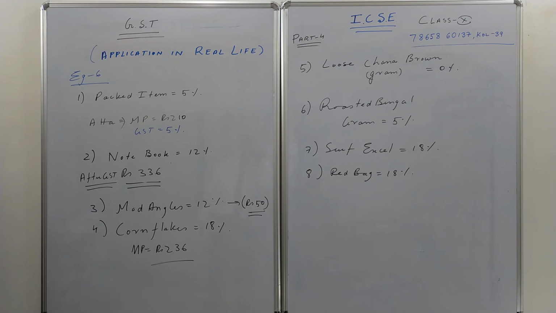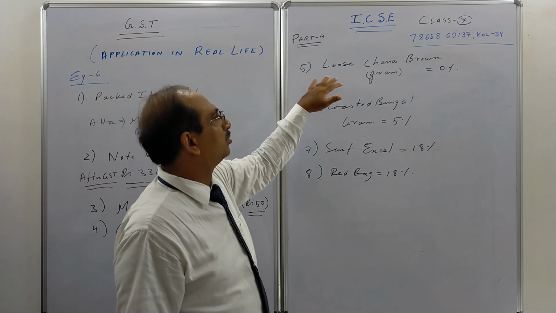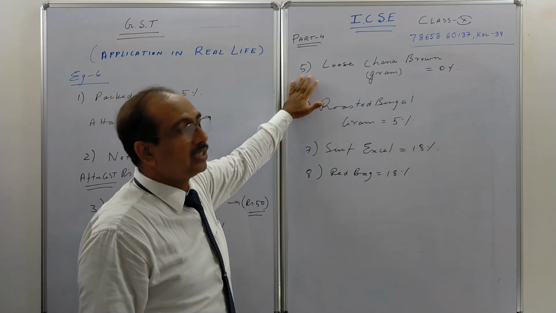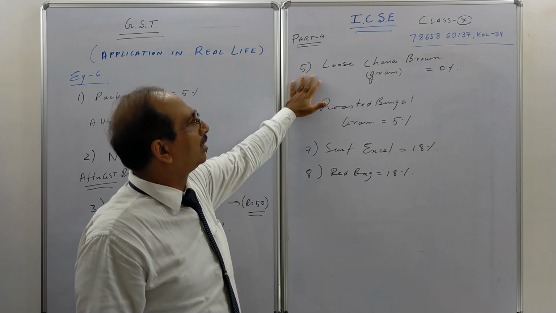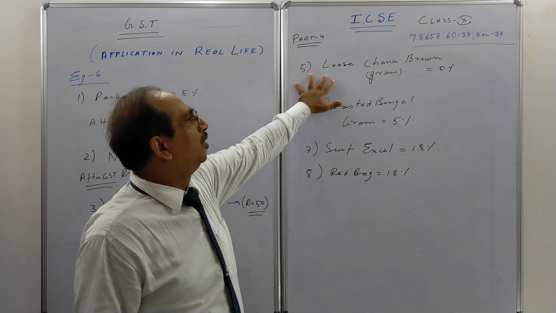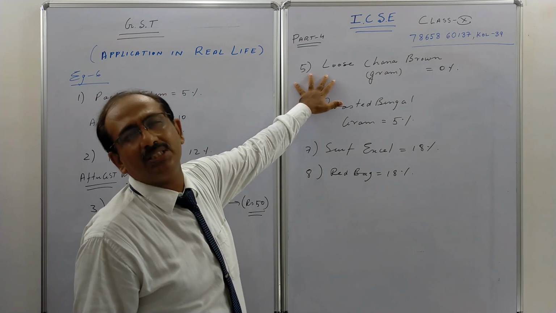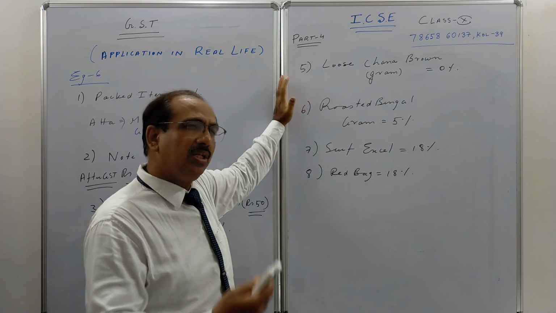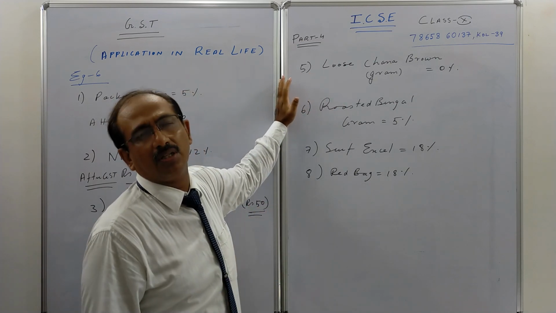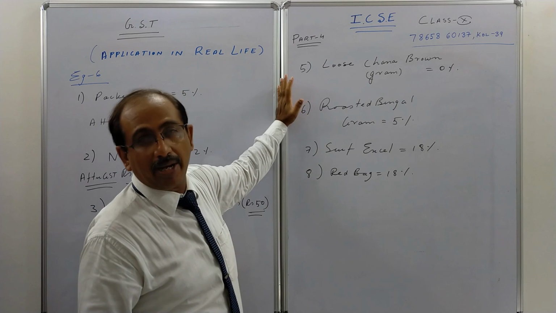So here we see, if we buy a loose item, they have loose items also. When you buy atta, rice, whatever, this is from my real bill. Loose chana brown, meaning gram, is 0%. So any big mall you go, anywhere you go, if it is a loose item, not a packed item.